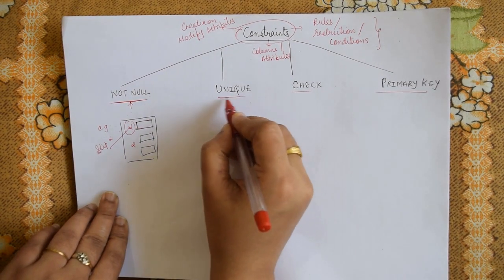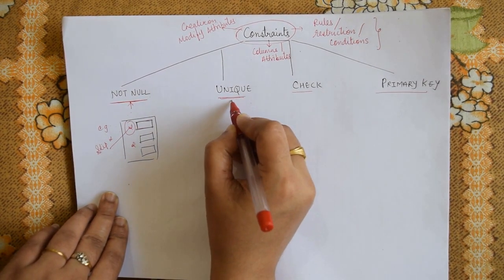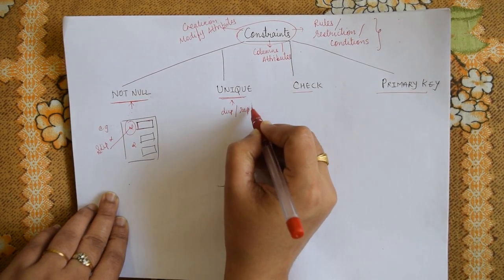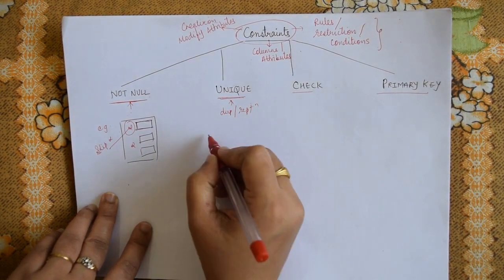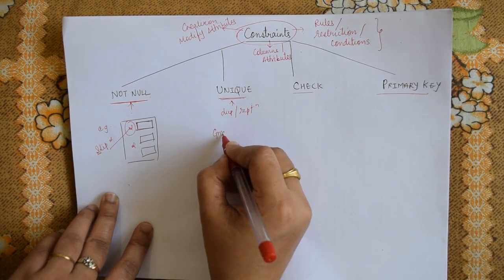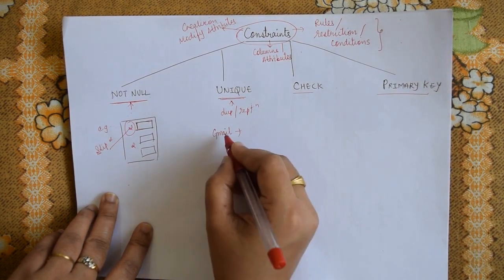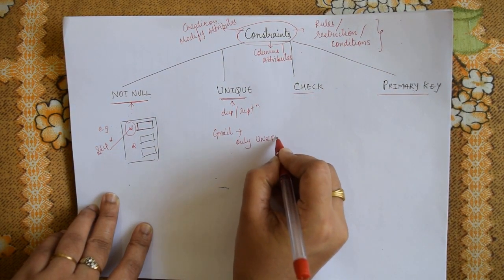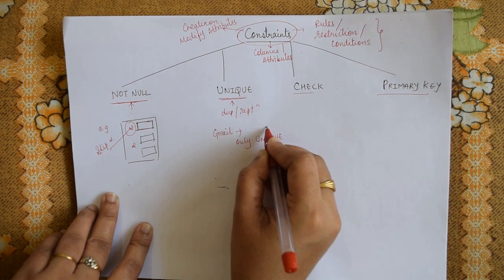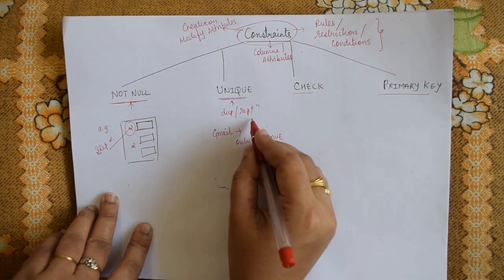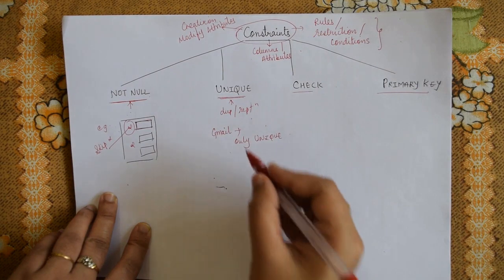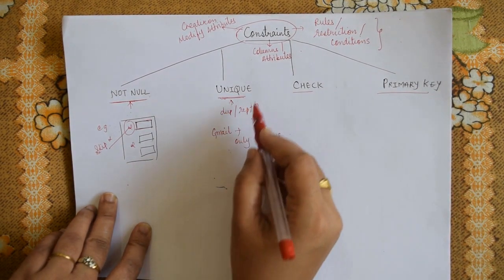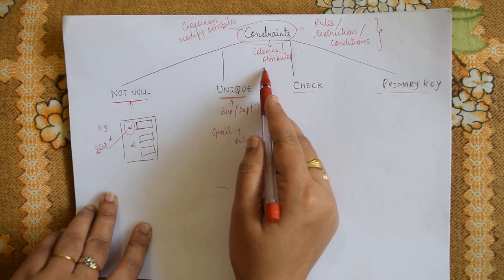Now next is the unique constraint. Unique means there should not be any duplication, or repetition. For example, when we create a Gmail account, it always accepts only unique IDs. If your ID already exists, it will not create an account with that ID. You have to change your ID, correct? So this is the unique constraint. You should always have unique values in your columns or in your fields.